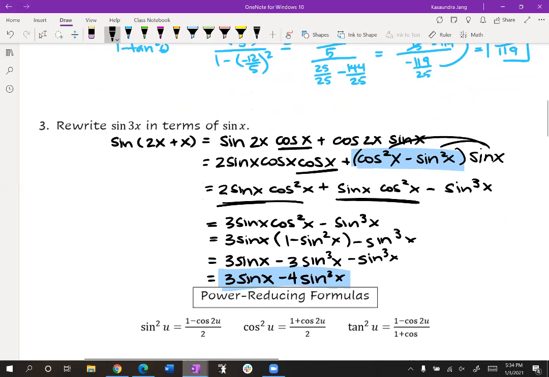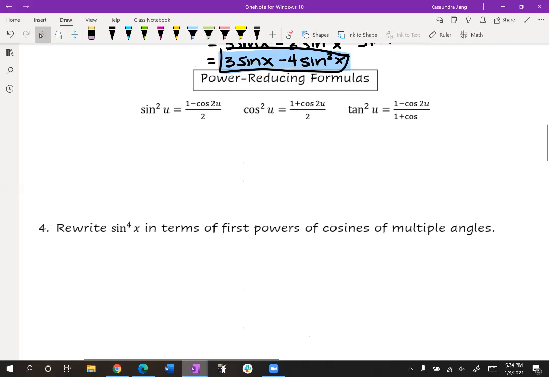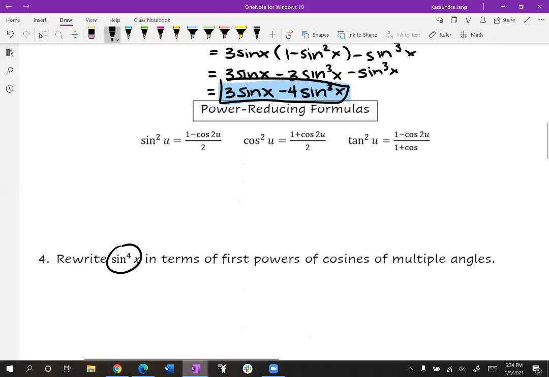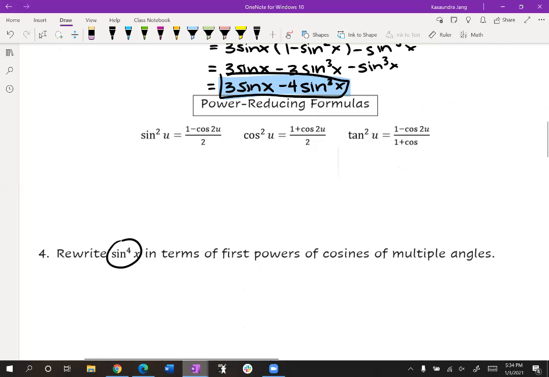So here's our final answer down here. So we're gonna get some more identities. I know, crazy, we have so many identities. This one is the power reducing formulas, and we're gonna rewrite your sine to the 4th of x in terms of the first power of cosines. So it's actually very similar to what we just did up here. We had to rewrite it in terms of like a plain sine x, but you're basically rewriting it.